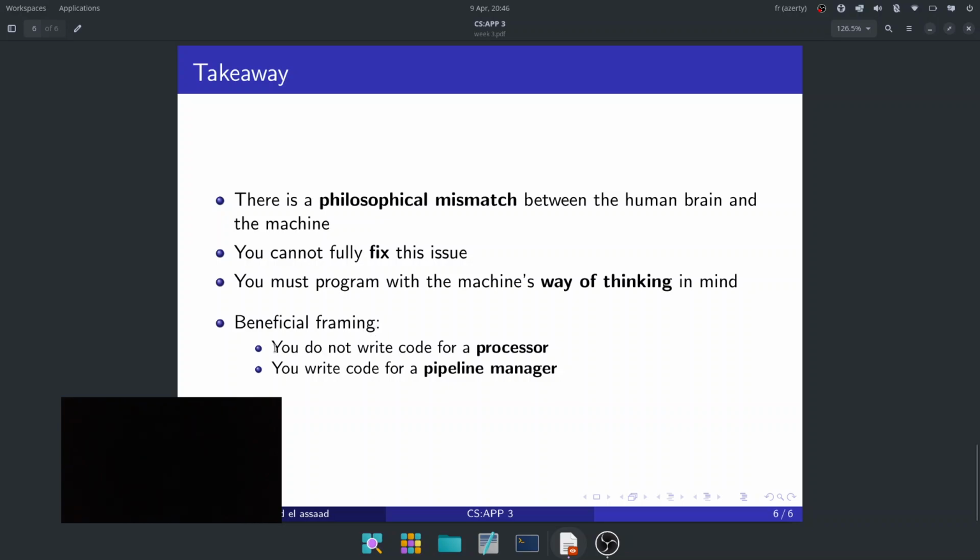Essentially, you should behave as if you are not writing code for a processor, you're writing code for a pipeline manager, and the pipeline manager has to handle things that are not intuitive to you, for example. This is a good way to say it. They have to forward stuff, you have to jump, they have to guess sometimes, and you have to keep that in mind so that you write code that is structurally safe and does not have issues.